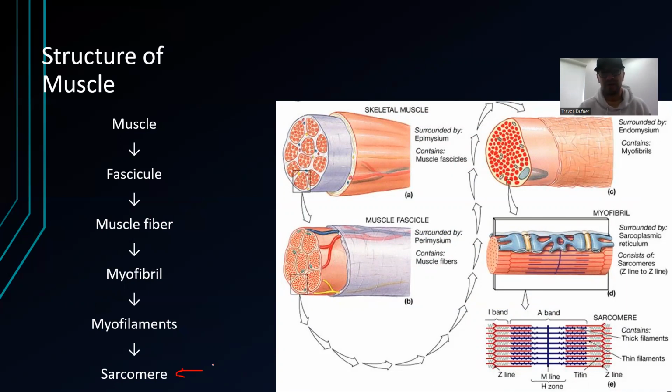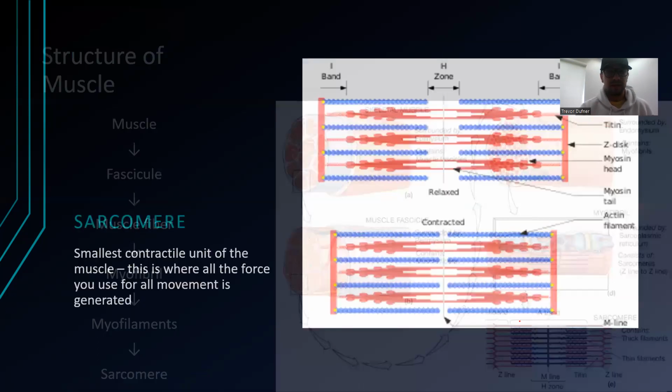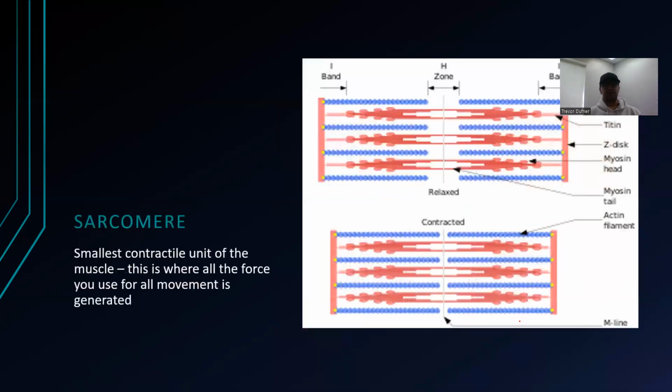So it's being broken down into its individual parts here, but these sarcomeres are prevalent in all of these parts, right? You should be able to see this broken down smaller and smaller, and then follow it back from the smallest point to its largest point and say, okay, hey, this muscle here is comprised of millions of these overlapping and repeating sarcomeres. So the sarcomere is the smallest contractile unit of the muscle. This is where all the force you use for all movement is generated. This is what we're going to be focusing on for this, and this is going to be at least the end point of what we're talking about.